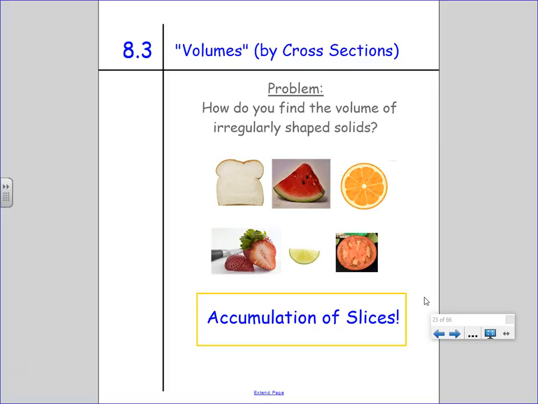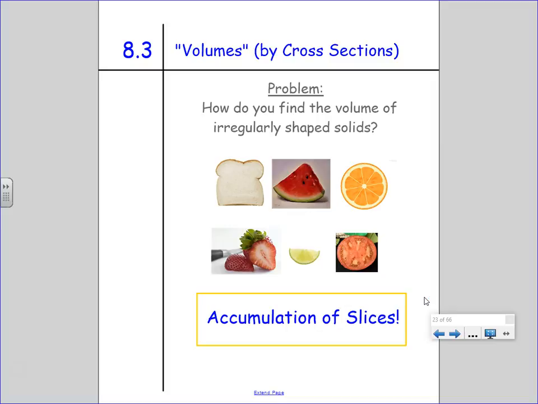Section 8.3, volumes. Where does pi r squared h come from? Volume of a cylinder. The volume of a sphere is 4/3 pi r cubed. Okay, so think of a can of soda pop, or a Pringles can. Where does pi r squared h come from?